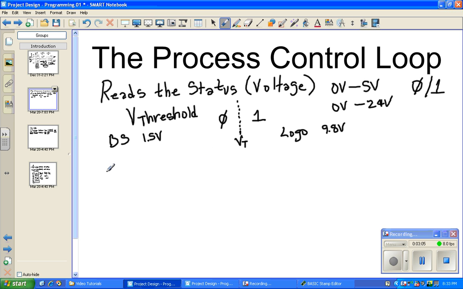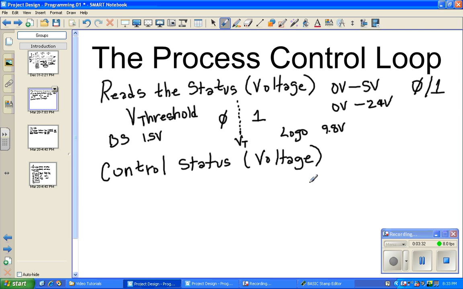The microcontroller can also control the status of a pin. Once again, what that means is that the microcontroller can decide what voltage that pin will be. And since the microcontroller is a digital machine, you only have two options: a high voltage or a low voltage.